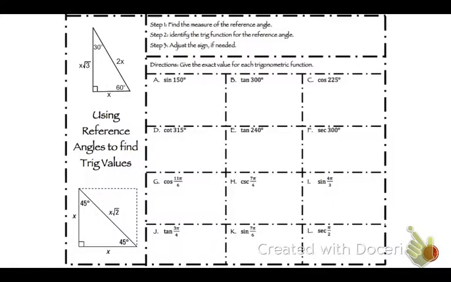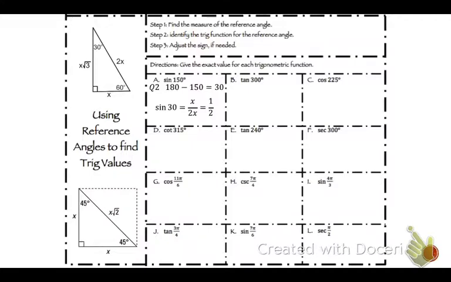Okay, so now we're going to use that information to find exact values of trig functions. So we have the sine of 150 degrees. We need to find the reference angle. First, 150 degrees is in the second quadrant, so to find that reference angle, I'm going to do 180 minus 150. That gives me 30. So I need to find the sine of 30. Now sine is opposite over hypotenuse, so that's x over 2x if I use this little triangle over here, which is 1/2.